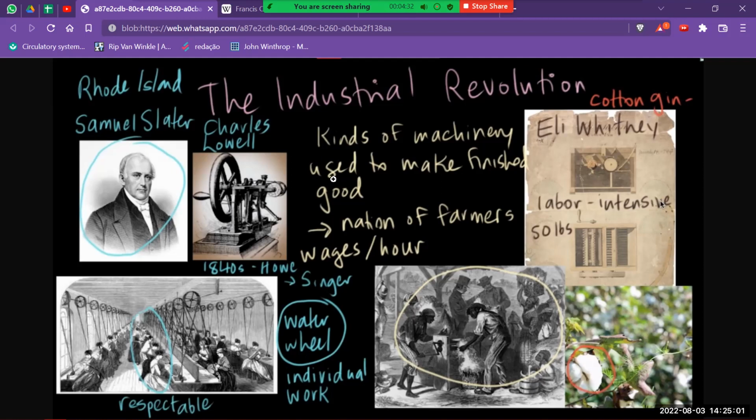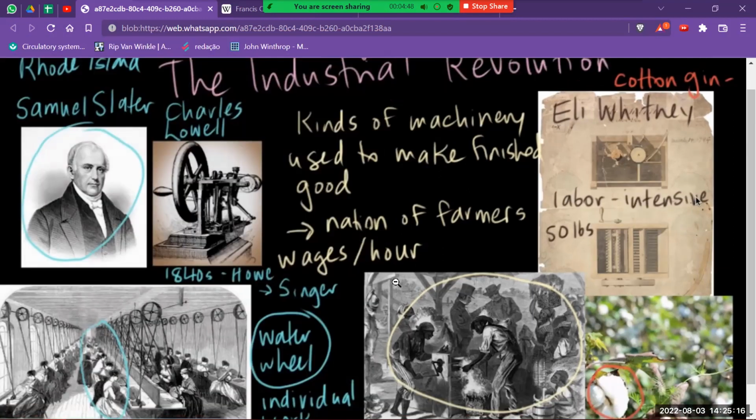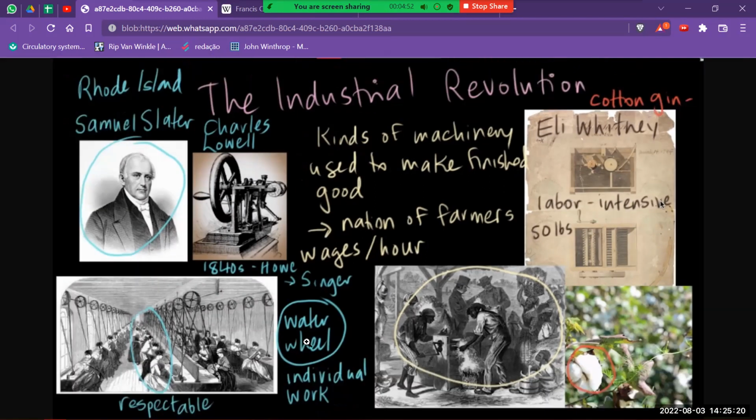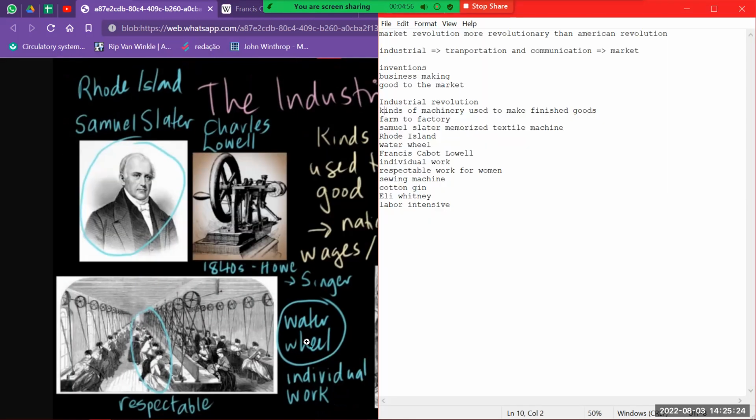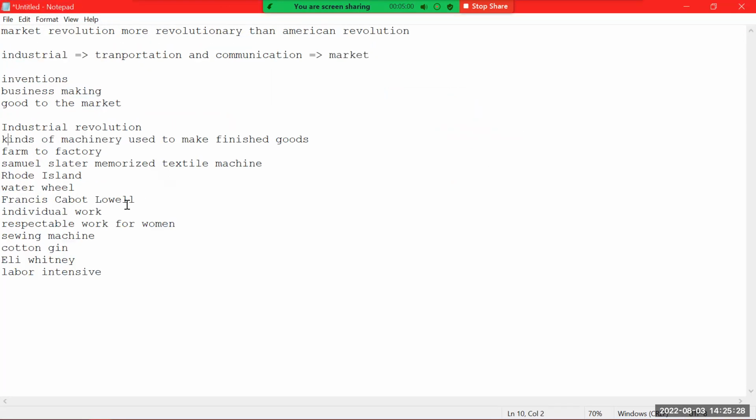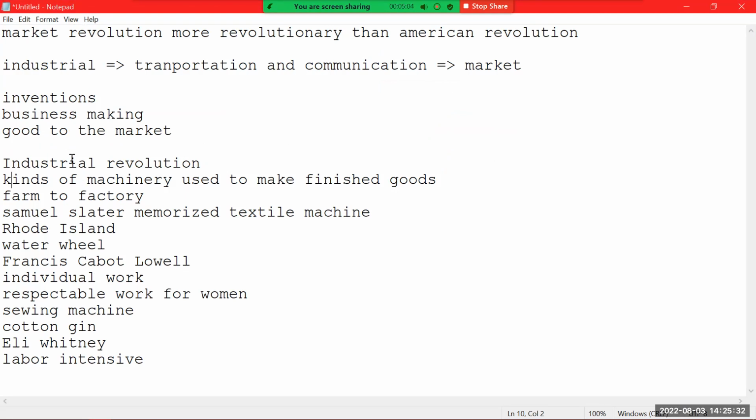Now people could make clothes faster, and it was cheaper because it wasn't as labor intensive. So there were new kinds of machinery used to make goods. Also, women could now make respectable wages outside the home, because if you were a woman, you were locked inside the home and couldn't get money in a respectable way. Now they were working in the factories.